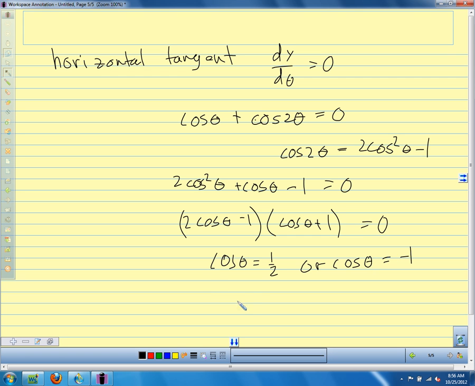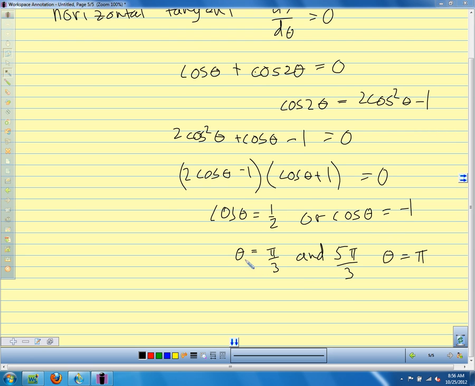So our points, we get theta equals pi over 3, and 5 pi over 3. This gives me theta equals pi, which is our point at the pole, which we decided already was an indeterminate form. And so our points, when theta is pi over 3 and 5 pi over 3, we get the point 3 pi over 3 and the point 3 5 pi over 3. So those are our points of horizontal tangents.